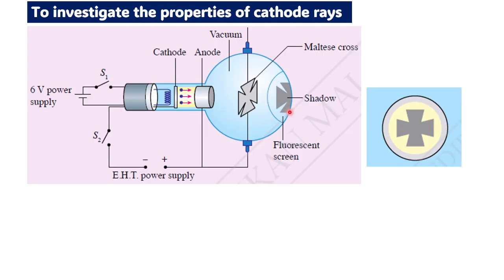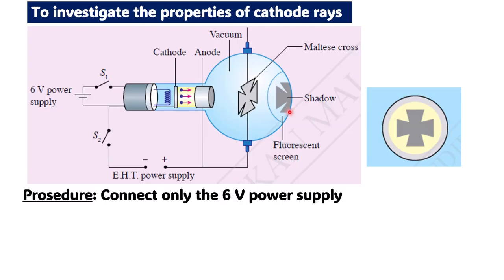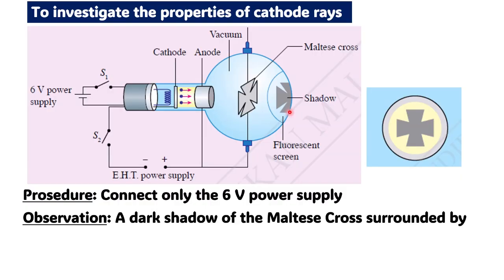Now, for the first experiment, we connect only the 6-volt power supply, and we observe what we will see on the screen. Observation: a dark shadow of the Maltese cross surrounded by yellow light. This is the shadow, and here is the yellow light. The yellow light is actually the light coming from the filament, the same as what we see from a torchlight. The bulb inside the torchlight produces light, so this is the same thing.